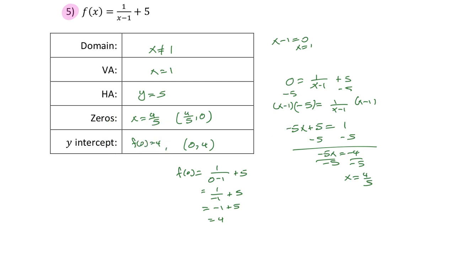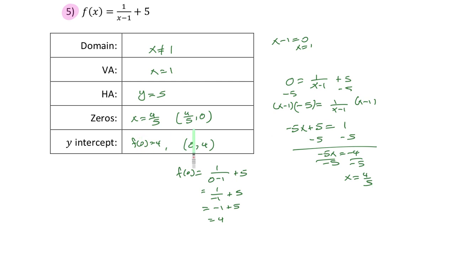So again, for the zero, I'm taking my function and equating it to 0. Then I'm going to subtract 5 on both sides. Then I'm going to multiply on both sides times x minus 1. I'm going to distribute here the negative 5. So I got negative 5x plus 5 equals 1. Then I'm going to subtract the 5. Then I'm going to divide by negative 5. So I got x equals 4 over 5.